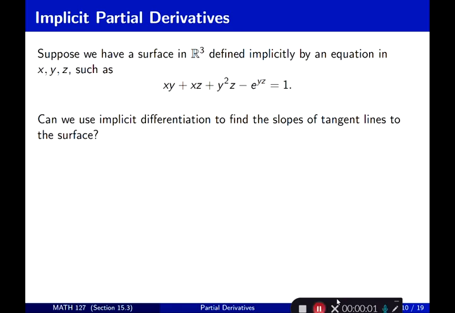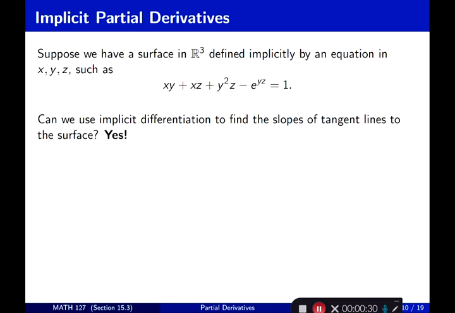We're continuing on section 15.3, implicit partial derivatives. Suppose that you have a surface in R3 that is implicitly defined by an equation of x, y, and z. Can you implicitly differentiate to find the slopes of tangent lines to that surface? And the answer is yes.